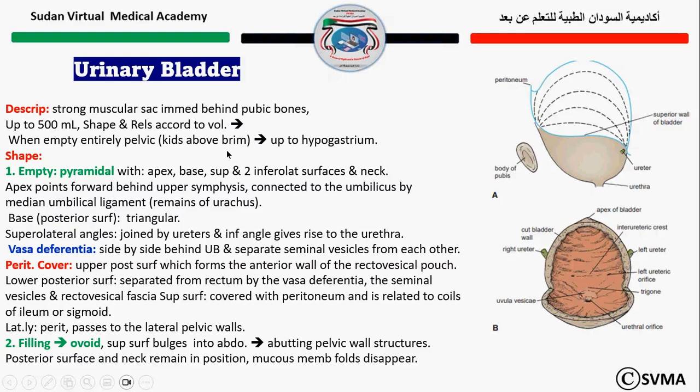يعني نص لتر يا شباب. The bladder can take roughly up to 500 mils of urine. The shape and relations will depend on the volume. يعني the empty bladder has different relations than the full bladder. The empty bladder in the adult is completely inside the pelvis, يعني behind the pubic bones. This is a sagittal view, يعني you see it from the side. So the bladder is completely inside the pelvis in the adult.